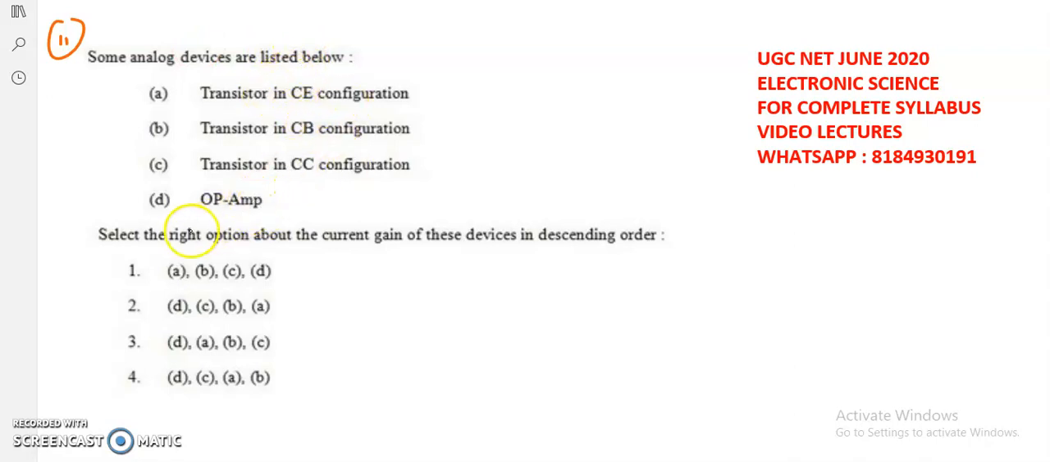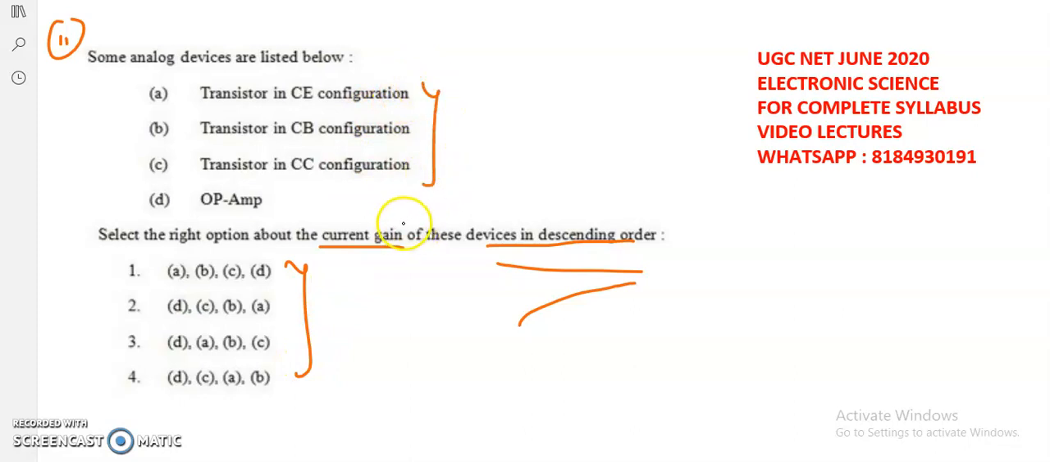Coming to the 11th question, some analog devices are listed below: transistor in CE, CB, CC, and operational amplifier. Select the right option about the current gain of these devices in descending order. Descending order means from the biggest one to the least one. Out of A, B, C, D, we have to find which one has the highest current gain. In the ideal case, which one has infinite current gain? The op-amp, right? So definitely the first option must be D.